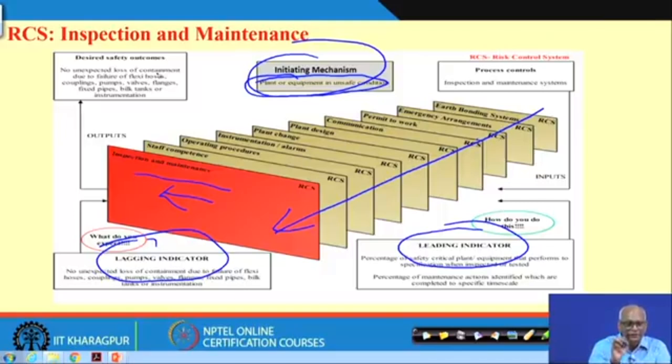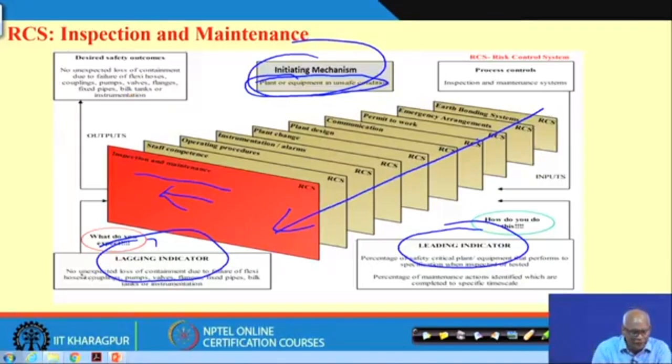No unexpected loss of containment due to failure of flexible hoses. That is what you require. That is why you put this ITPM as the risk control system. Or no unexpected loss of containment from couplings, pumps, valves, flanges, fixed pipes, bulk tanks or instrumentation. No losses should happen, unexpected losses. For that you do inspection and maintenance. This is the outcome. So, what is the weakness in the system?